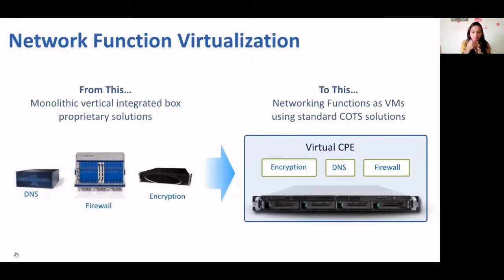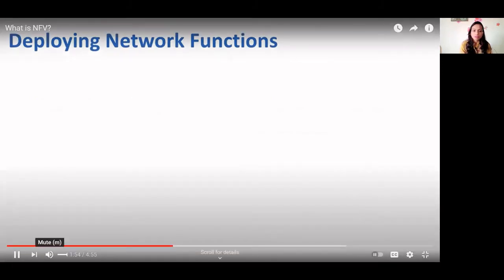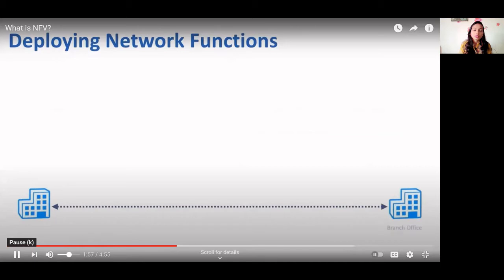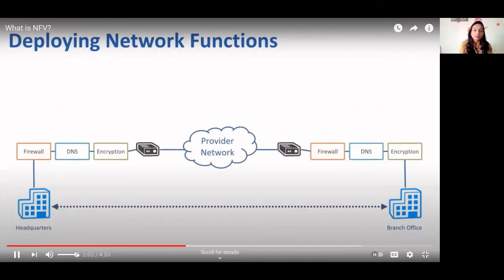Virtual CPE commonly refers to any network function that runs on a virtual machine. Let's take a closer look at how NFV helps service providers deploy network functions. A customer has a network service between their headquarters and a branch office. They're showing one example. Just carefully listen. A branch office that includes a firewall, DNS, and encryption. Prior to NFV, a separate appliance for each service would have been installed at the customer location.